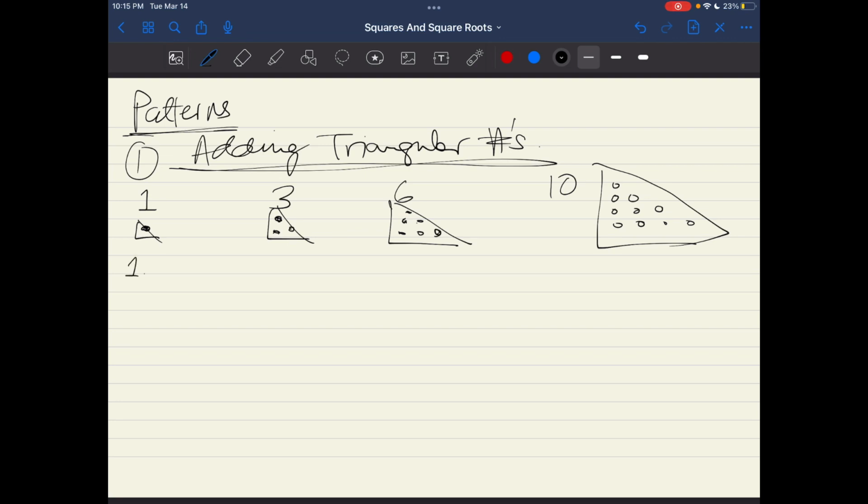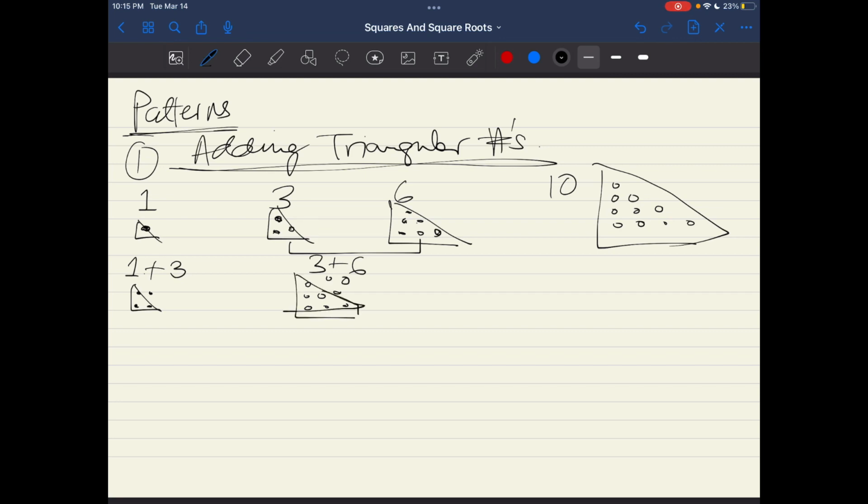Let's see, if we were to combine 1 and 3, we have 1, 2, and 3, right? And then we have the 1 here. We get a square. Let's see if we were to combine 3 and 6, we will see that we have 1, 2, 3, 4, 5, 6, right? And then 1, 2, and 3.